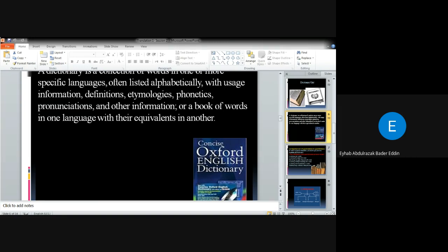Okay. So by definition, a dictionary is a collection of words in one or more specific languages, often listed alphabetically, with usage information. So these are the pieces of information which you can get from a dictionary: usage information, definitions, etymologies, though it is not available in all dictionaries, phonetics, pronunciations, and other information, or it is a book of words in one language with their equivalents in another. So the first definition, until the word information here, applies to what we call monolingual dictionaries.